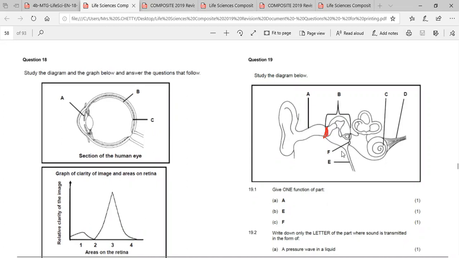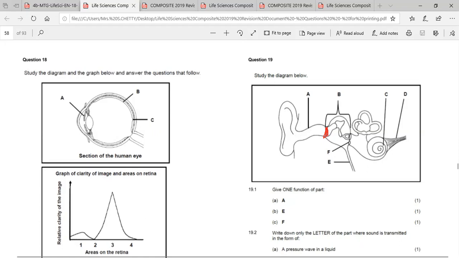F, my darlings, that is your round window, isn't that so? And that one serves to absorb the extra pressure waves set up in the inner ear. So remember, all of these structures here form part of the inner ear. One function of A, of course, the auditory canal allows the vibrations to pass through so that it will allow the tympanic membrane to vibrate.